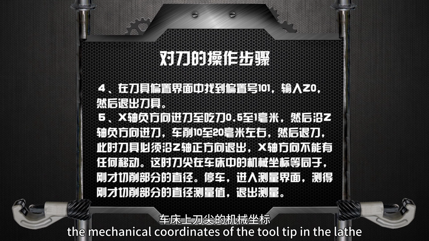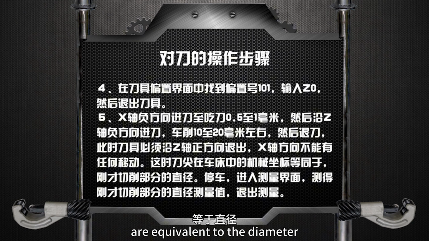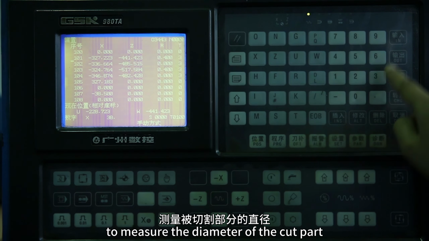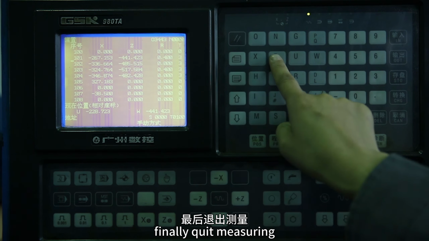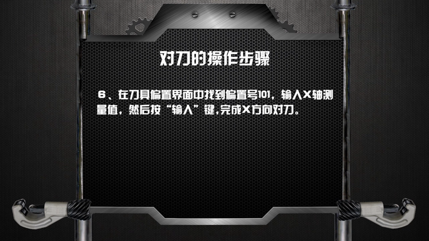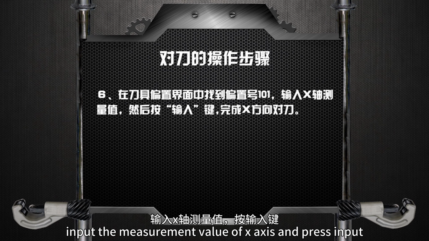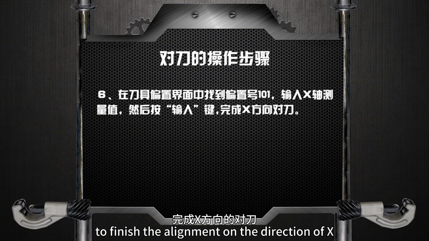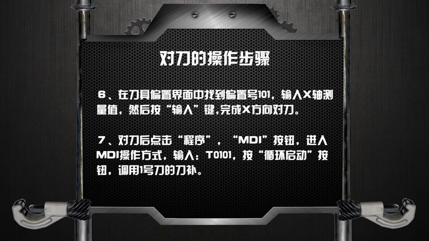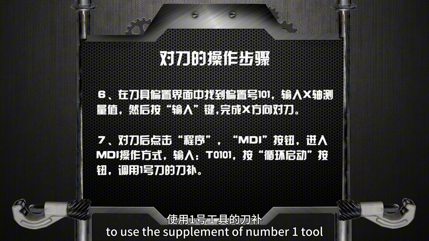The mechanical coordinates of the tool tip in the lathe are equivalent to the diameter of the previously cut portion. Stop the lathe. Enter the measurement interface to measure the diameter of the cut part. Finally, quit measuring. Sixth, find offset number 101. In the tool offset interface, input the measurement value of the x-axis and press Input to finish the alignment in the x direction. Seventh, click the buttons of MDI and Program. After alignment, the way to enter the MDI operation is to input T0101. Press Cycle Start to use the compensation of number 1 tool.